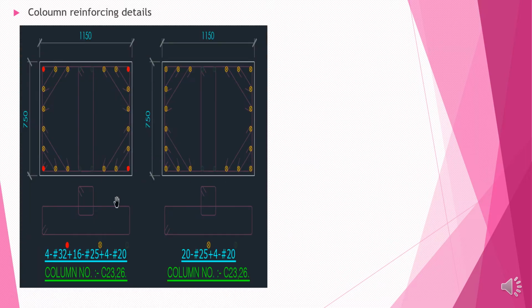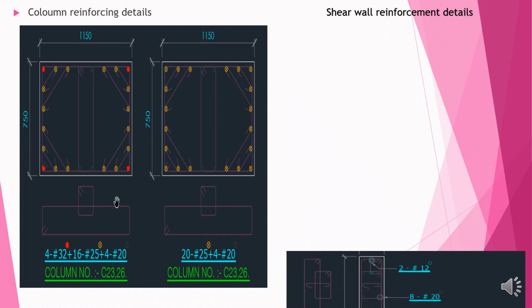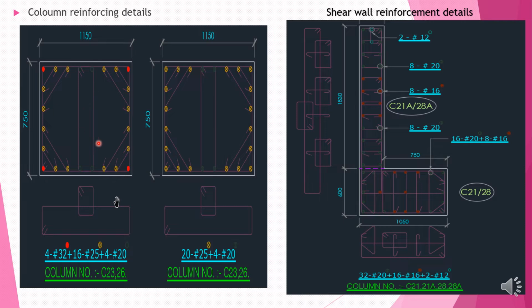Column reinforcement details. If you see the column reinforcement, you can see here this is the column sizes. The column sizes has been mentioned: 1150 by 750. It will have 4 32 bars. This is 1, 2, 3, 4. That is a 32 bar. Then 16 25 dia. You can see this identification which shows this bar. This is 16 25 bars plus 4 20 bars. This is the 4 20 bars which has been mentioned here.